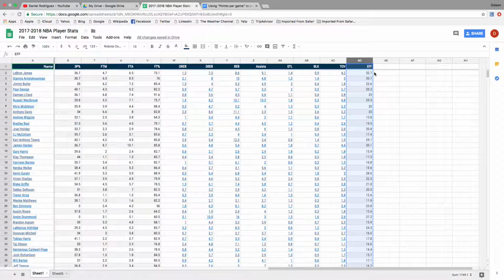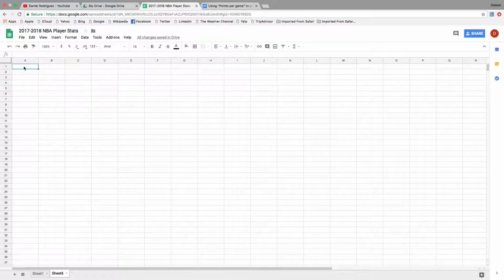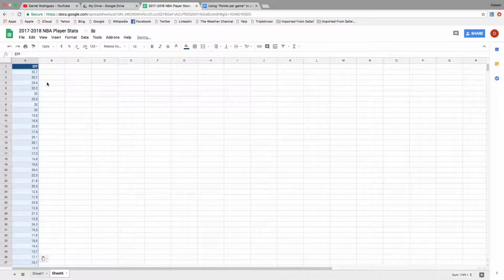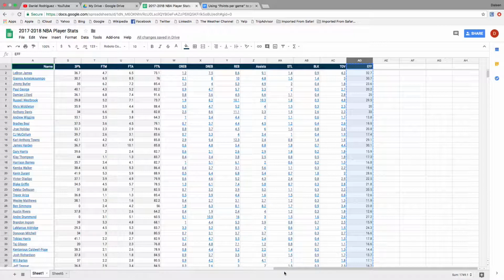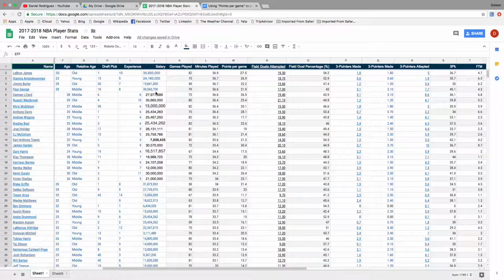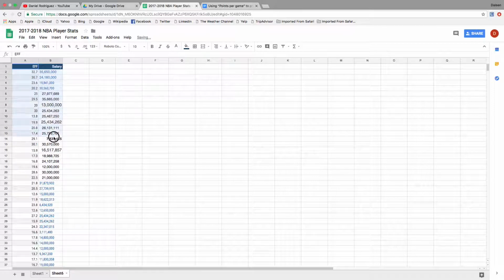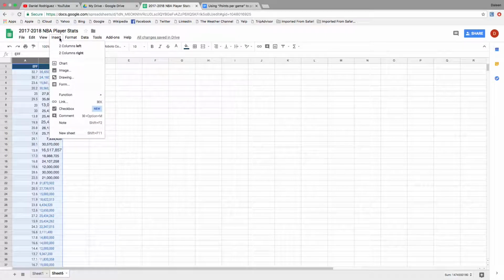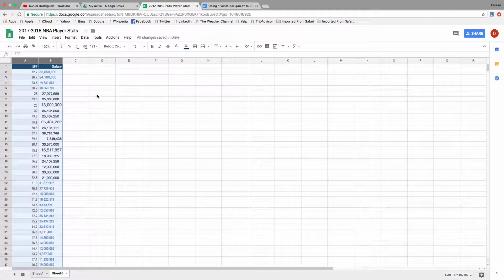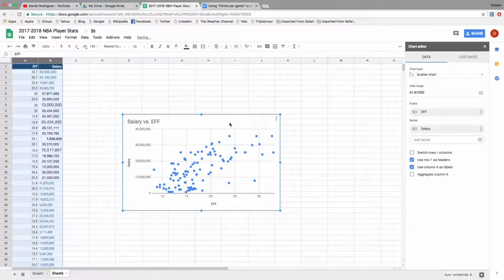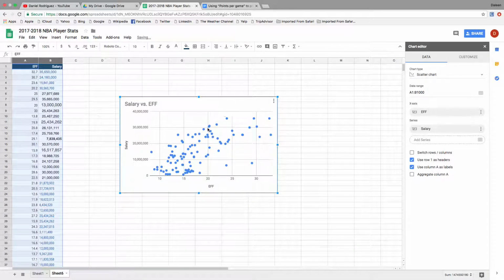So I'm going to copy efficiency, and I'll put that first because that's in the x-axis. So efficiency, and then salary. Salary, copy, and paste. So let's select all this. Actually, I'll just click up here like that. Insert chart. And usually it's not the right type of chart. This actually is, which is nice. So efficiency is in the x-axis, salary is in the y-axis.